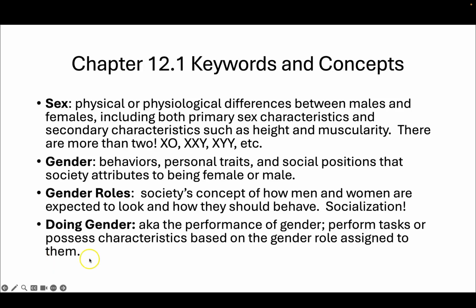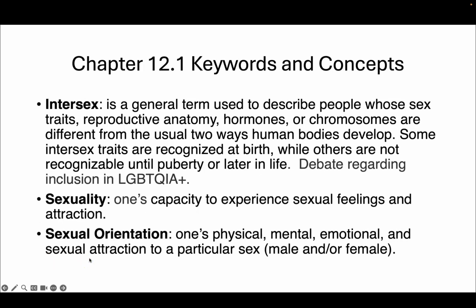All right, moving on. Intersex. Intersex is a general term used to describe people whose sex traits, reproductive anatomy, hormones, or chromosomes are different from the usual 2 ways that human bodies develop, right? We talked about the XXY folks, the XYY folks, all kinds of variations on that theme. Now, some of these traits are recognized at birth. There's a visible difference. While there are other people that don't find out until puberty or until they go to have kids, that they actually have a problem.